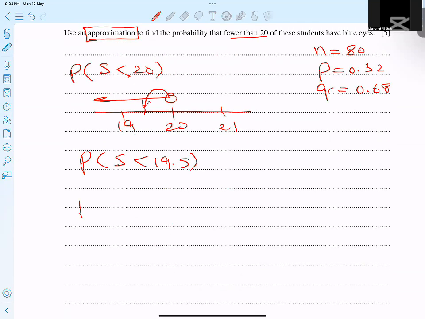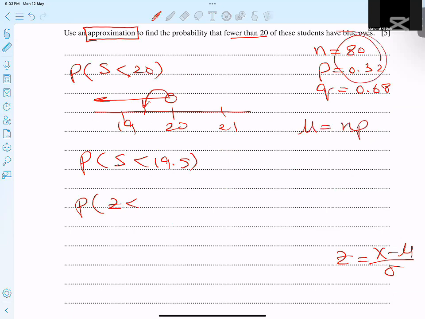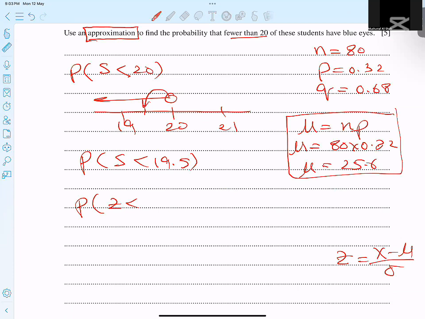Done. Now, students, whenever we want to convert X into Z, the basic formula for Z is X minus mean, over deviation. X is this, and mean and deviation I will find from here. What is the mean formula? n and p, multiply them. So 80 times 0.32, and the mean I'm getting here is 25.6. Mean is done.